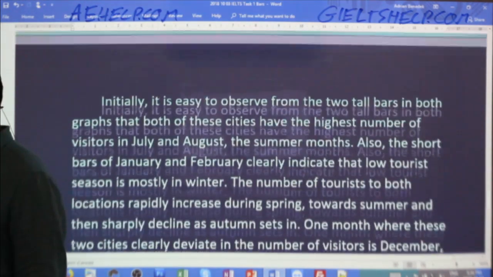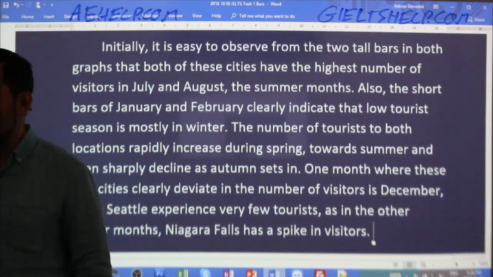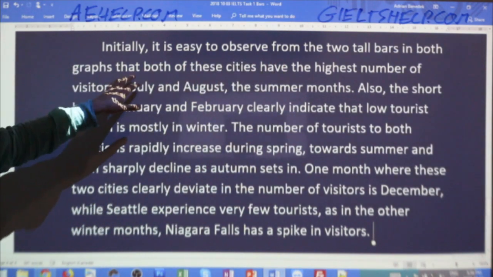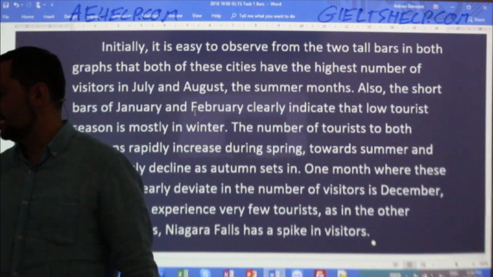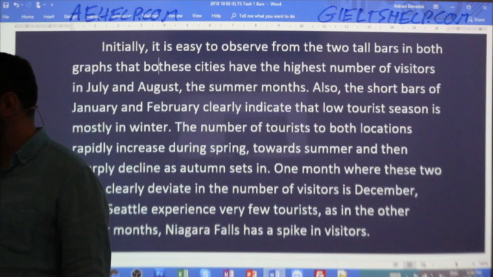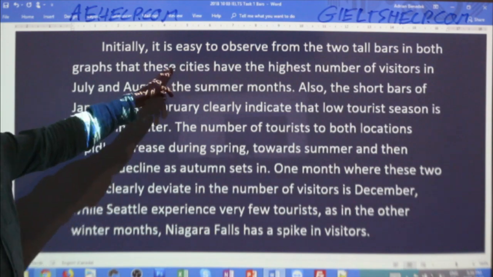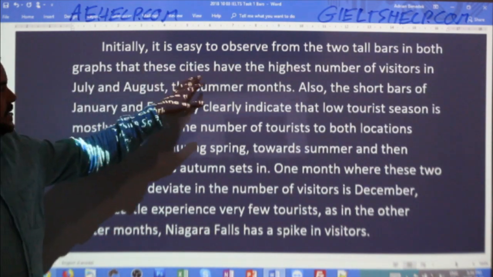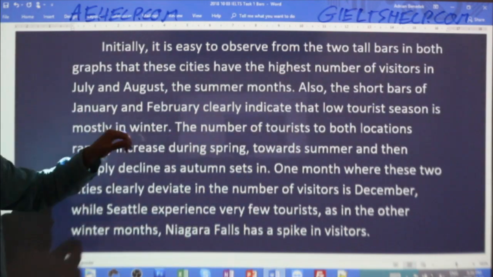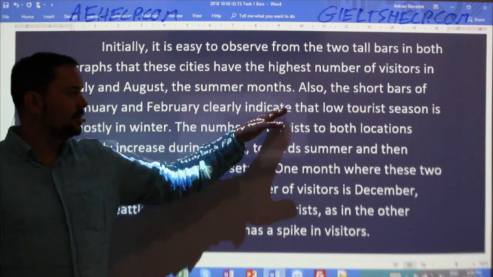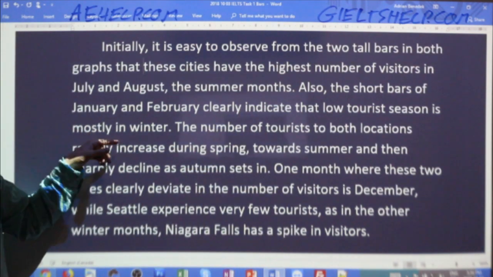So initially, it is easy to observe from the two tall bars in both graphs that these cities, you can cut the word both out there completely, so there's no repetition. If I were reviewing that, I would just cross that out, one strike-through line, so that these cities have the highest number of visitors in July and August, the summer months. Also, the short bars of January and February clearly indicate that low tourist season is mostly in winter.